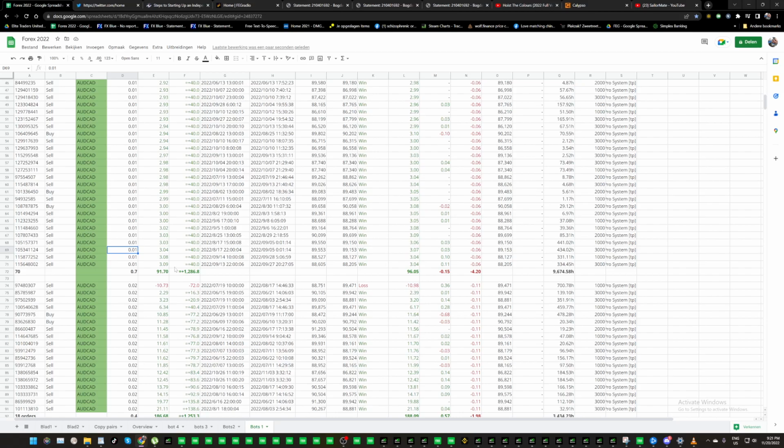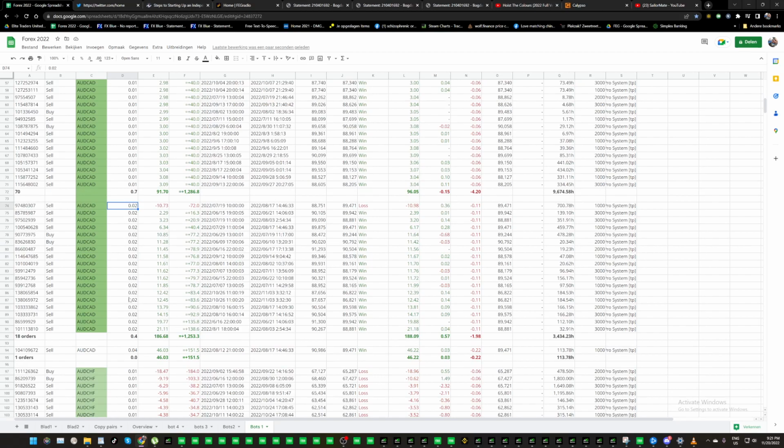Okay, so I've done that also for the 0.02 lot sizes. Now you can see we had a total of 18 orders. From those 18 orders, one order was basically lost. It's negative. The profit was 186 euros, and with a total pip collection of 1253. So that's very good.